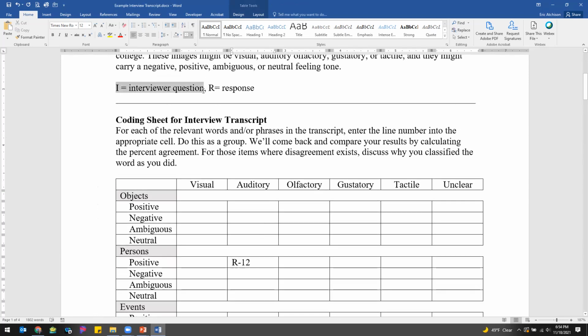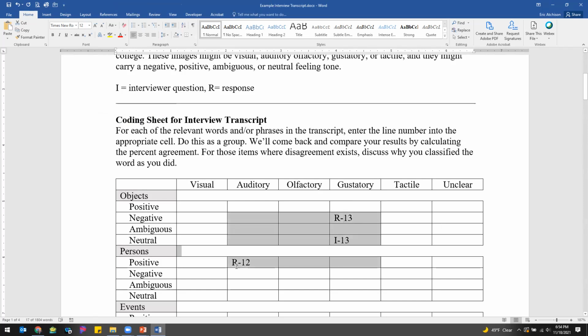If the interviewer asks about it, or maybe wants the interviewee to talk more about the food in the cafeteria, right? That's interviewer line 13. And that would actually probably be pretty neutral because it's the interviewer. The respondent can talk about how nasty the pizza was, like cardboard, right? So R13, right? See what I mean? Got it? Okay. So for each of the relevant words and phrases in the transcript, I want you to put the line number into the appropriate cell.